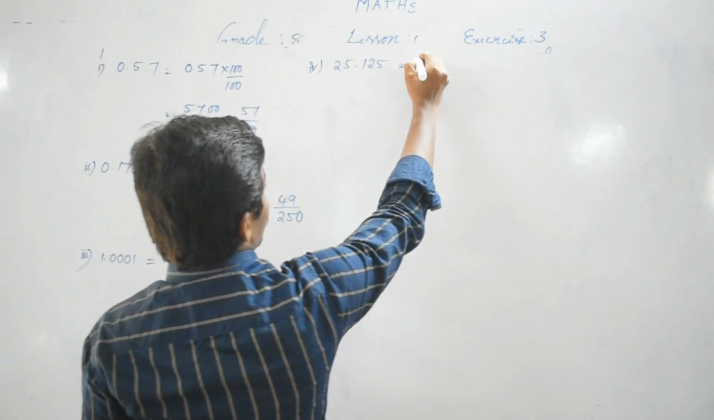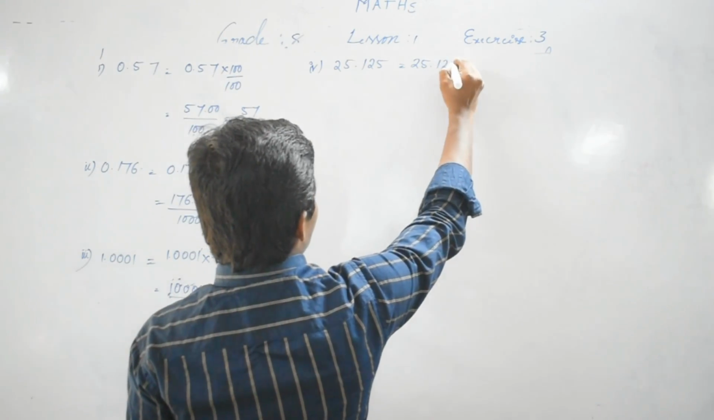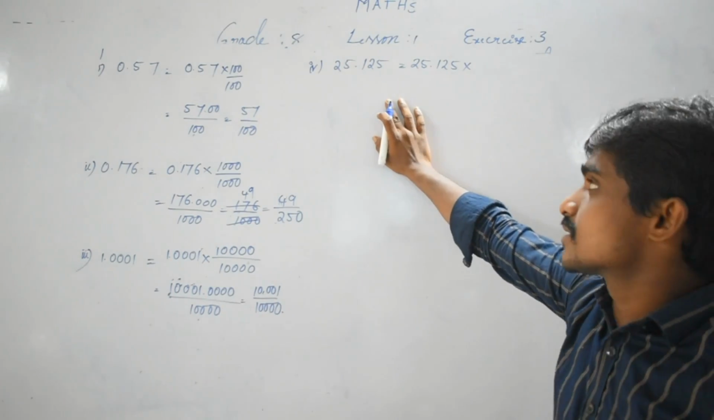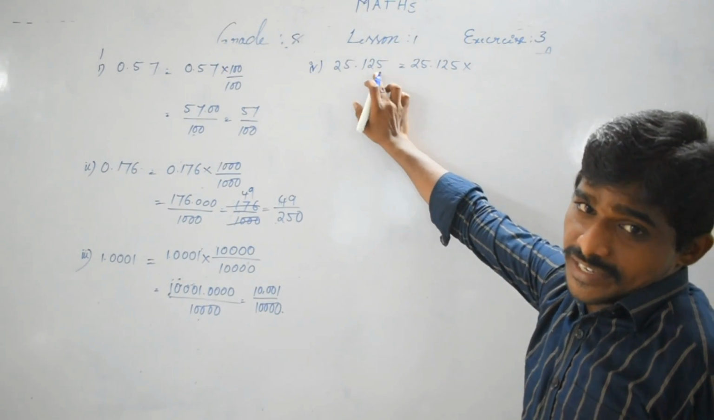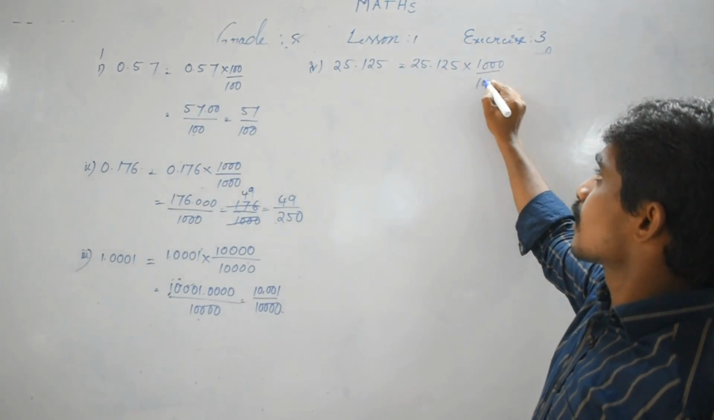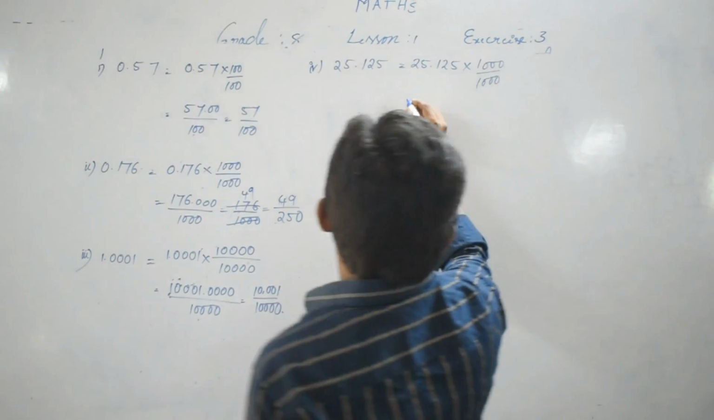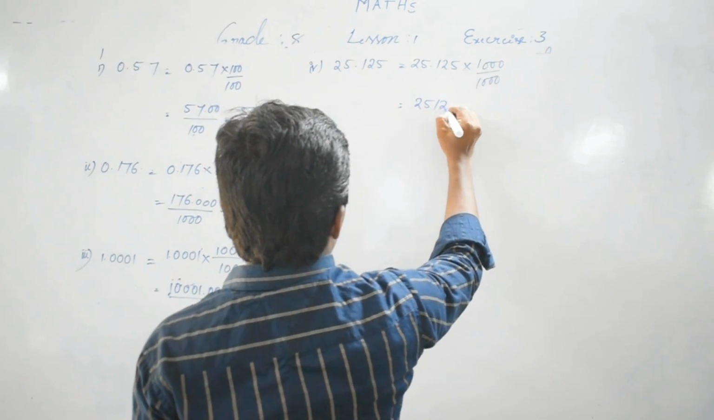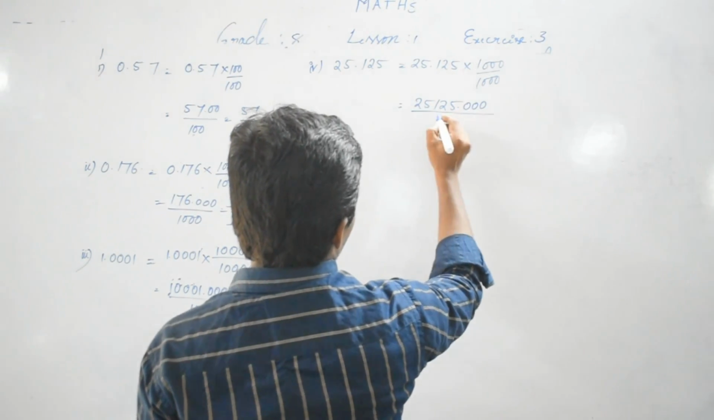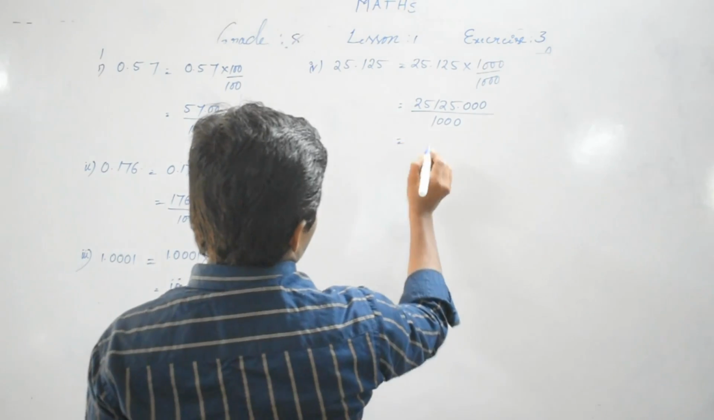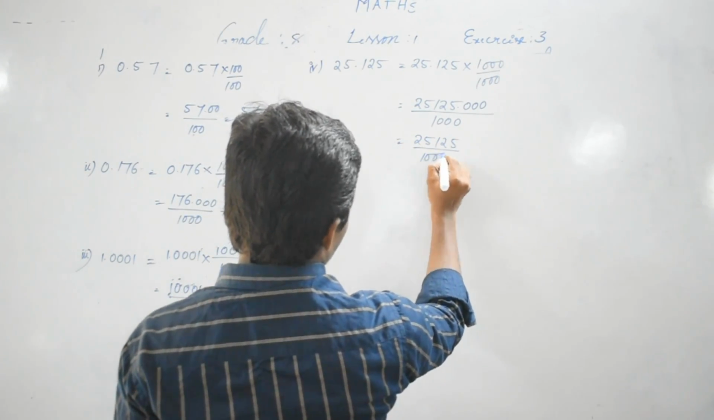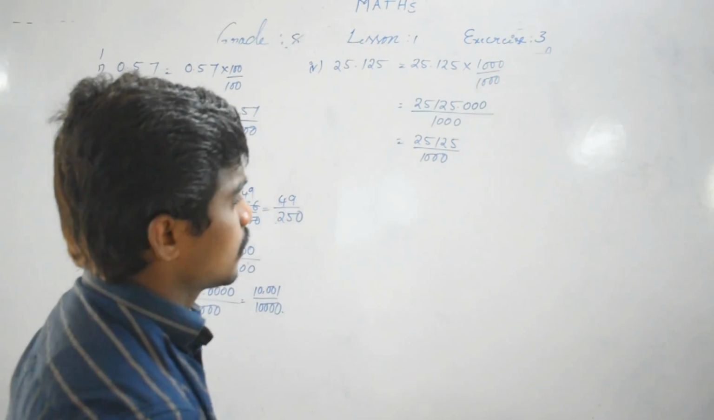25.125. Here, how many numbers after the point? 3 numbers, 1, 2, 3. 3 decimal places. So here we take 1000. So 25,125.000 by 1000. So here 25,125 by 1000. Cancellation.